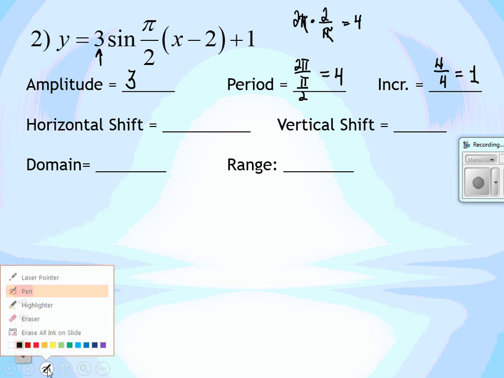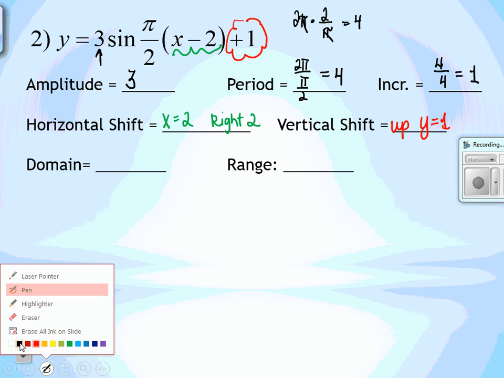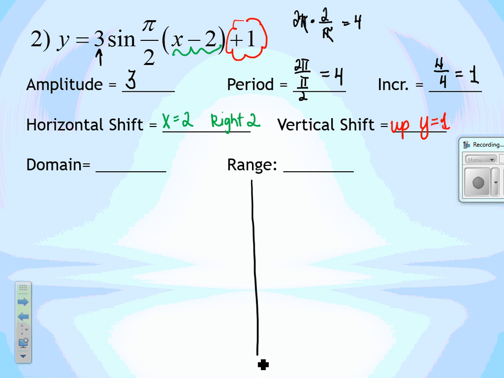The horizontal shift is our green. Our horizontal shift is what's in the parentheses, and it's opposite what's in the parentheses. So this would be x equals 2, or right 2. Our vertical shift is our midline, which I do in red, and that is the outside number. So this is going to go up, and so y equals 1. We're going to go up 1. All right, now I'm going to go ahead and draw my x and y axes here.